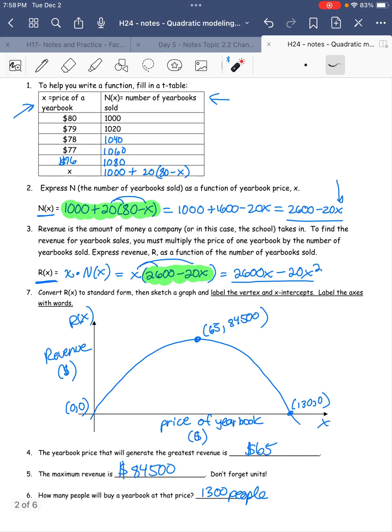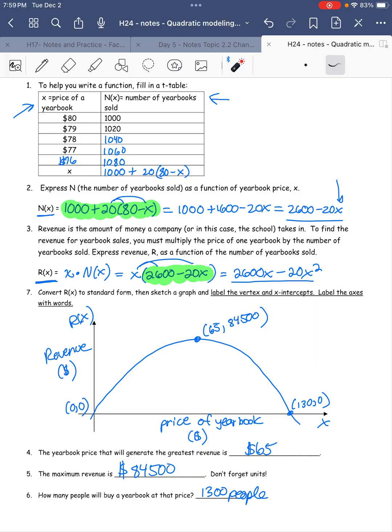All right, so the yearbook price that's going to generate the greatest revenue, that's this point right here. This is the price of the yearbook, and it will make me this much money. That's what I want to know, right? I want to charge the price to make my most money. I feel like I'm going to charge $80, so I make a lot of money. Well, I wouldn't make as much money as if I sold it for $65, because enough more people would buy it so that the lower price would actually be better.